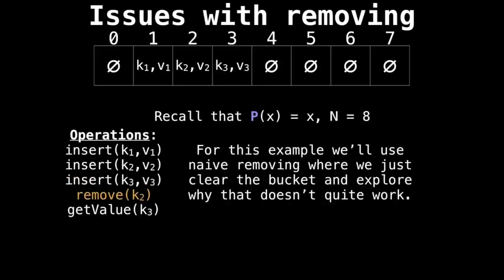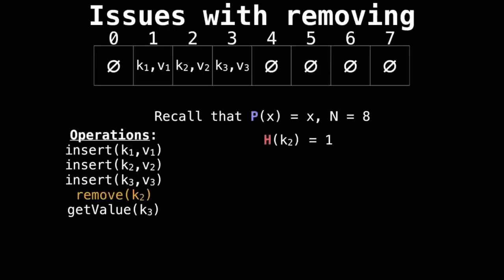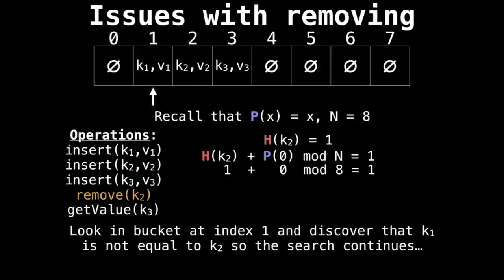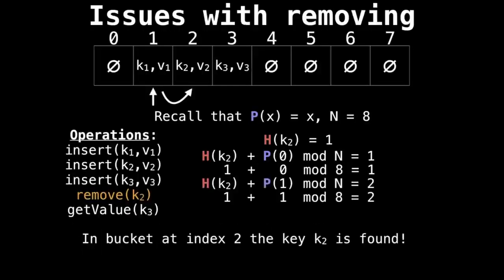Now, we are going to remove K2, and we're going to use the naive removing method, where we're just going to clear the contents of the bucket. To find K2, we hash K2, get 1, but K1 is not equal to K2, so we haven't found the element yet. So then we probe, and then we have found K2. So we're just going to remove it, like so.